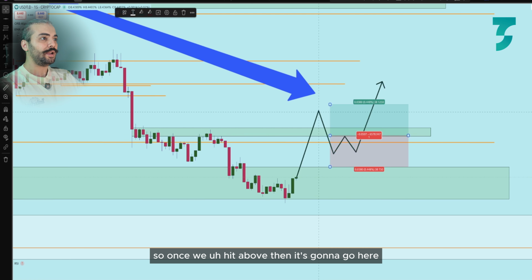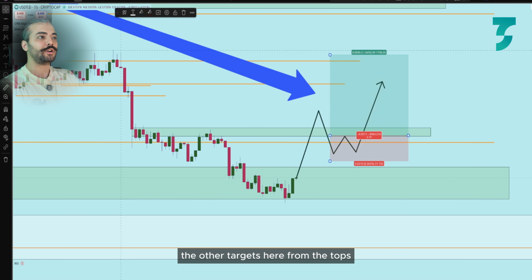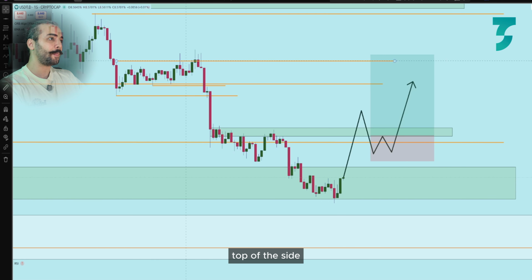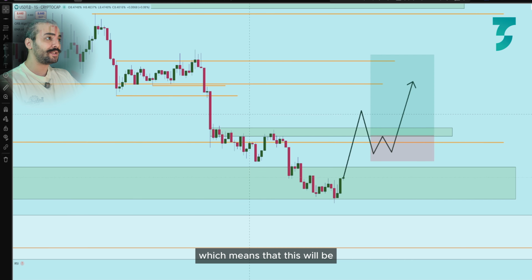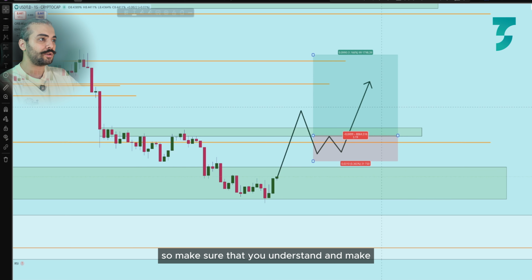So once we hit above, then it's going to go here, and from here we can hit the other targets here from the top side. Again, this is dominance, which means that this long position that I put here is actually a short position on the Bitcoin or on the crypto market. So make sure that you understand.